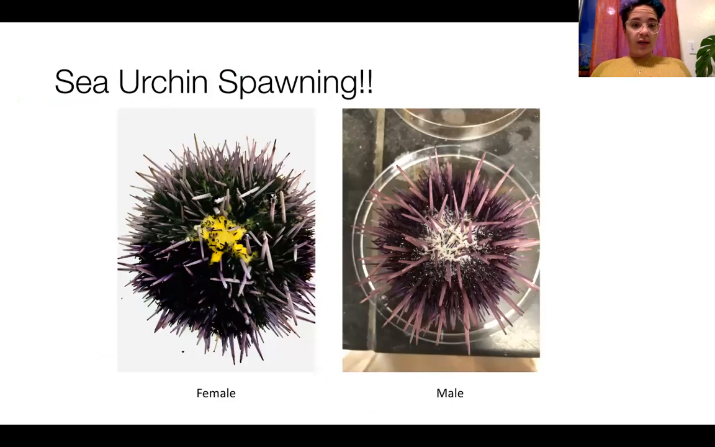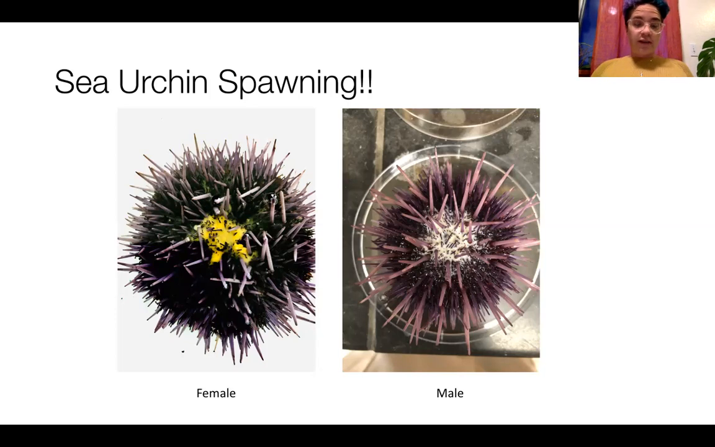So the TAs will inject the sea urchins before class for you, but we wanted to show you what sea urchin spawning looks like. On the left is a female, and you can see kind of an orange goo coming out of its anus. The top of the sea urchin is actually the anus, because they're bottom feeders, so they walk along the bottom and eat things with their mouth.